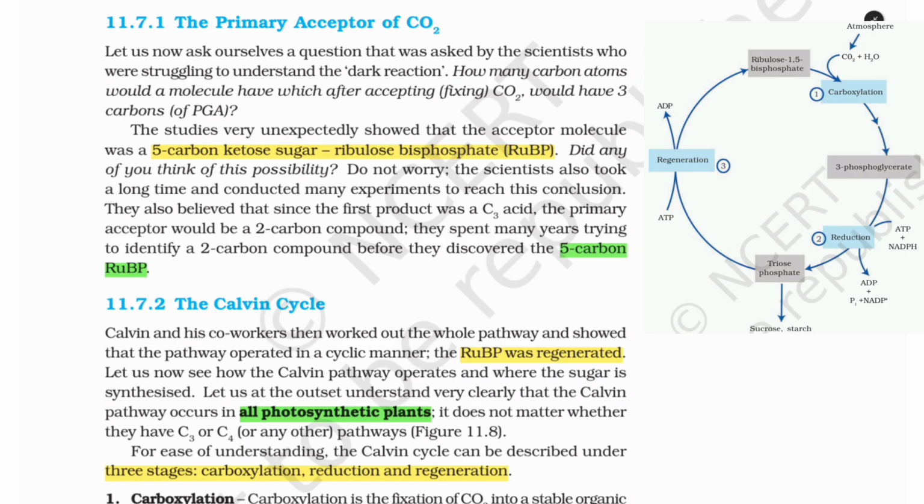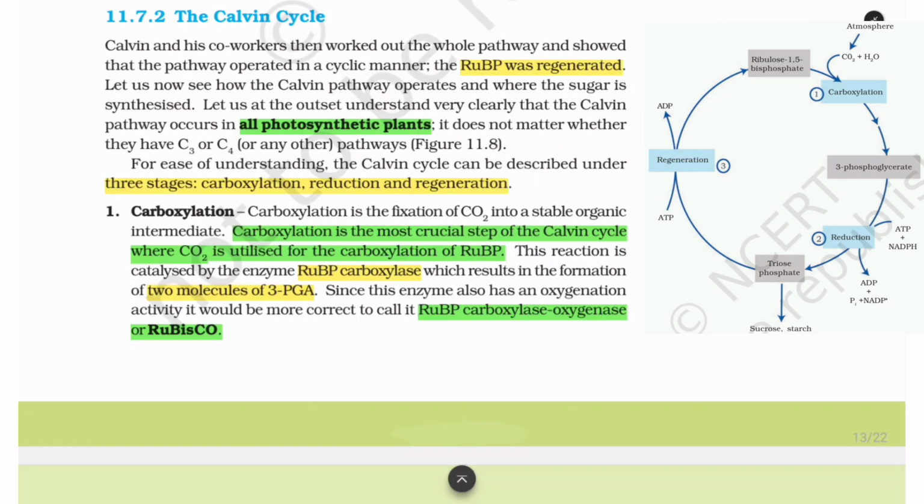They also believed that since the first product was a C3 acid, the primary acceptor would be a 2 carbon compound, so that it would take the carbon of one CO2 and form a 3 carbon compound. They spent many years trying to identify a 2 carbon compound before they discovered the 5 carbon RUBP.